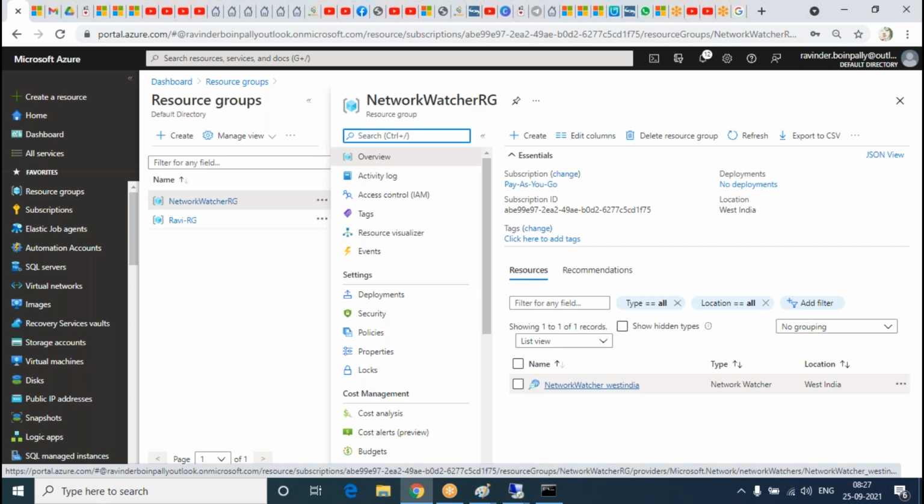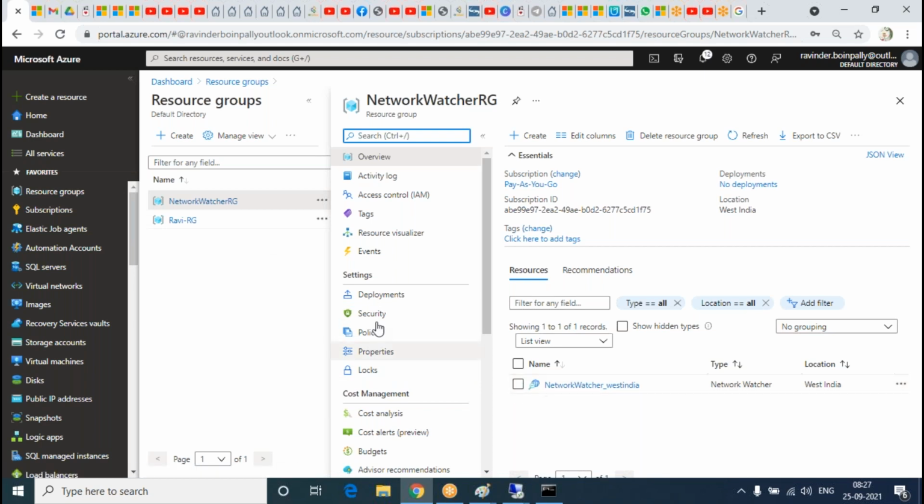Getting the point here, what I'm trying to say? Yeah. So this is not for you, it's for Microsoft. If I create one more network in a different region, one more network will be created in that region. For every region, it will add one network. The resource group is only one, but under that you will see different ones.